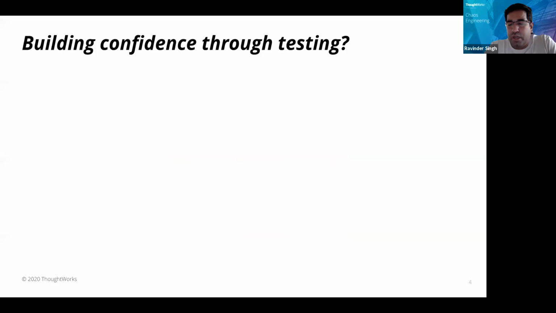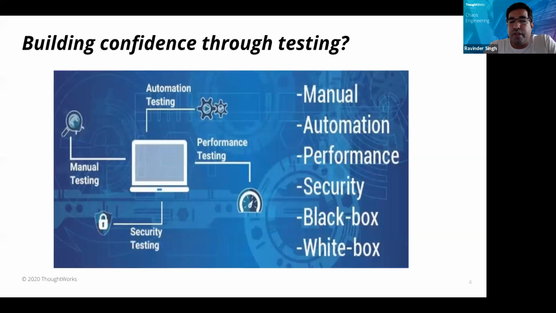So generally as a QA, what do we do to get confidence in our systems? We do all kinds of testing. We do manual and automation testing, considering the overall functional part. Then we do performance and security testing, considering the overall non-functional part. Even our developers do white box unit testing and all those. We try to put in as much effort as we can. We certify our system as functionally complete.